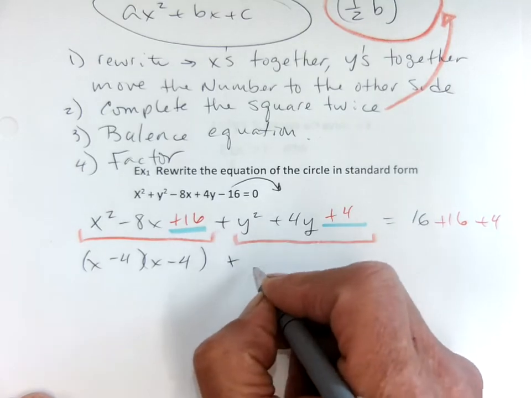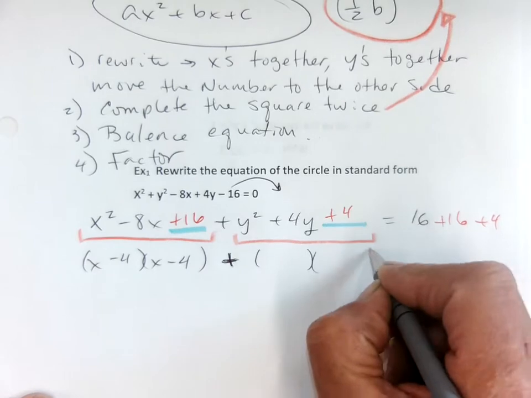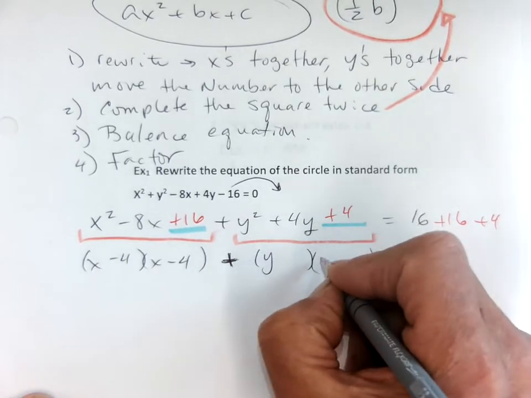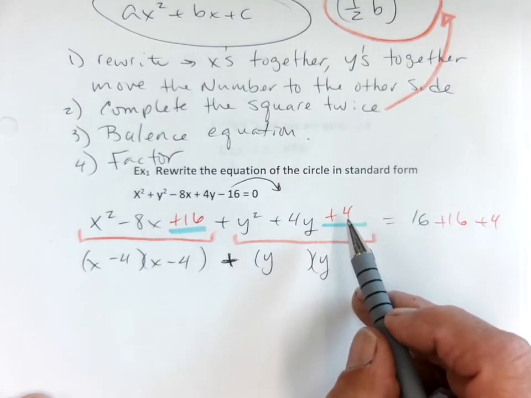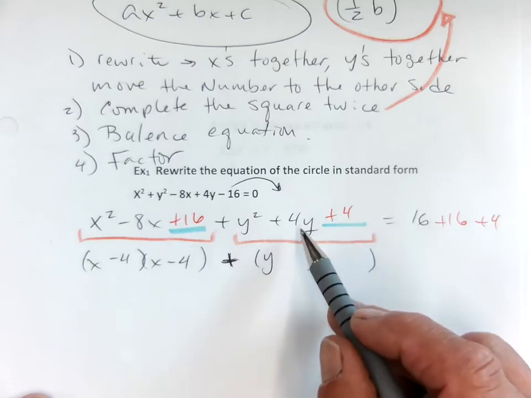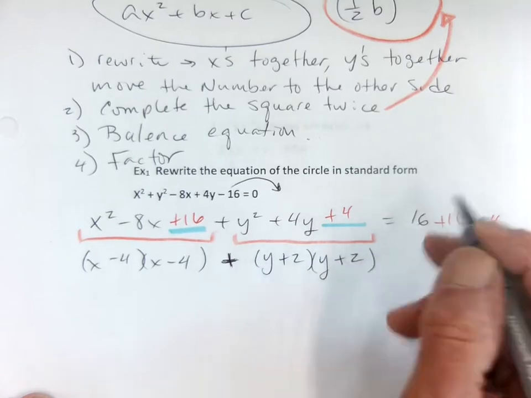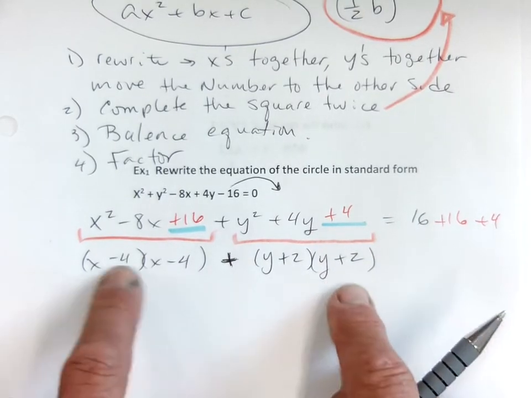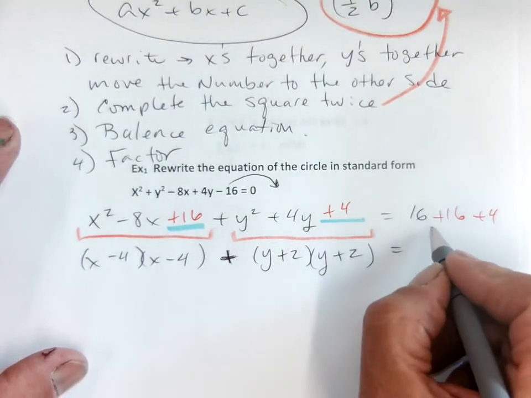The y's will factor. Don't forget the plus sign. Y times y. What times what makes 4? 4 and 1, or 2 and 2. I want 2 and 2 because I need the 4, so I'm going to go plus 2, plus 2. Another thing, these two have to be the same because we're going to rewrite it. These two need to be the same, and it equals, what's it?